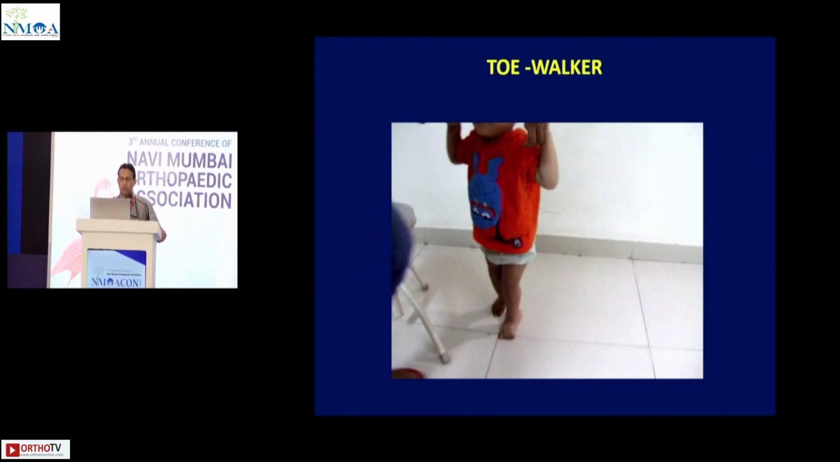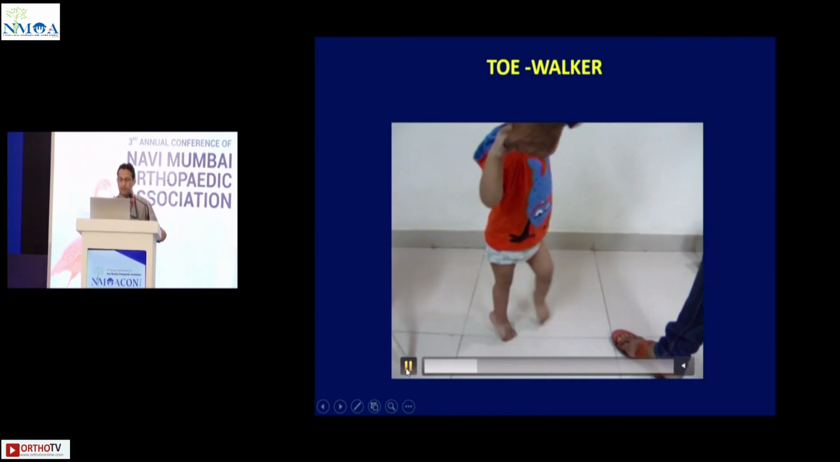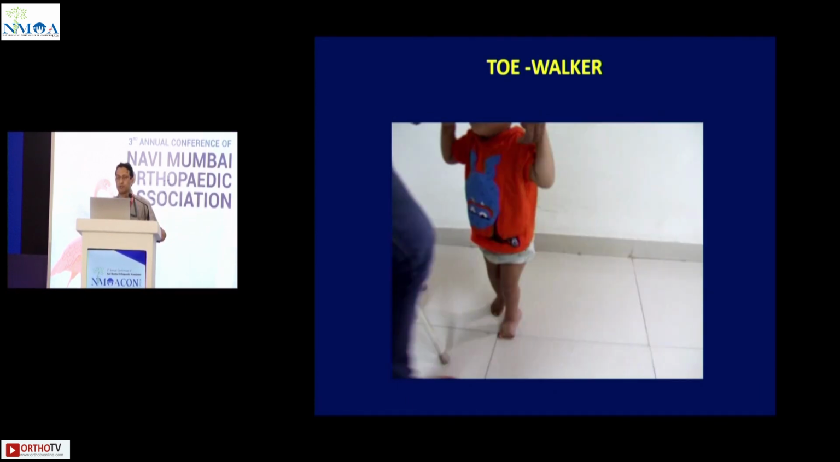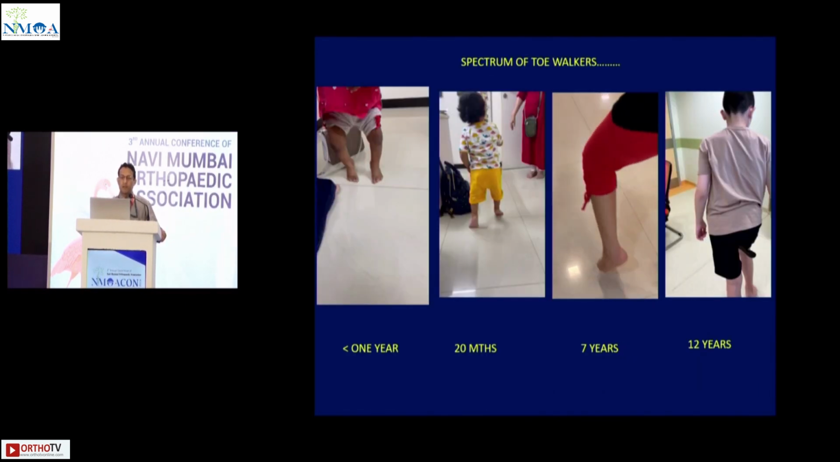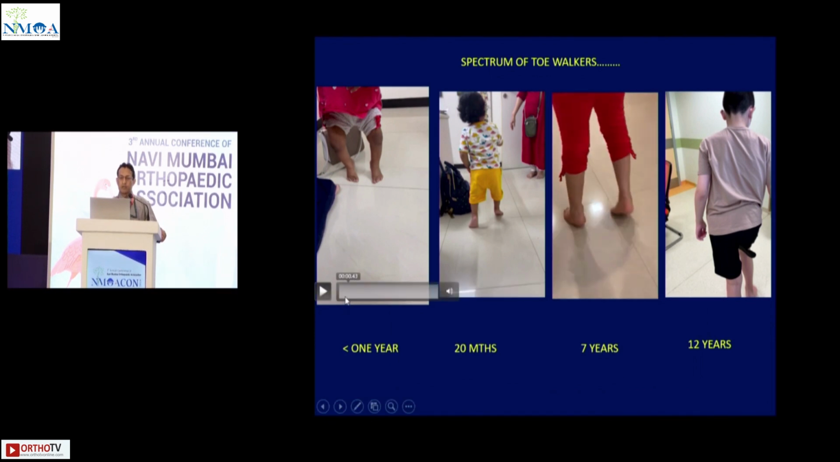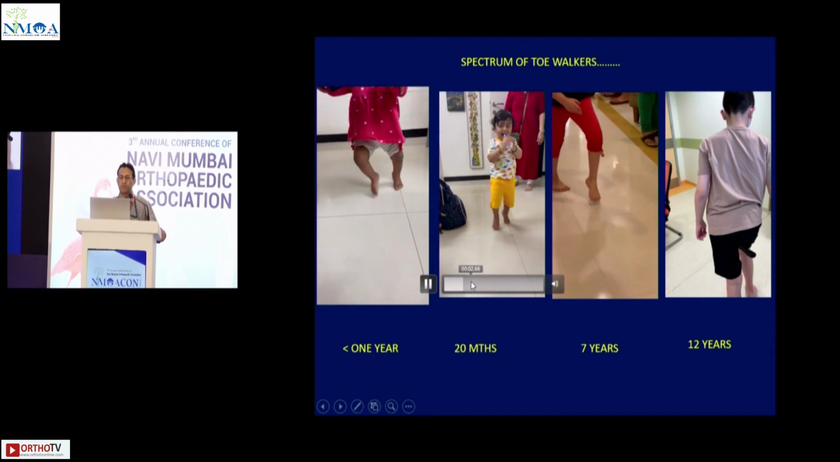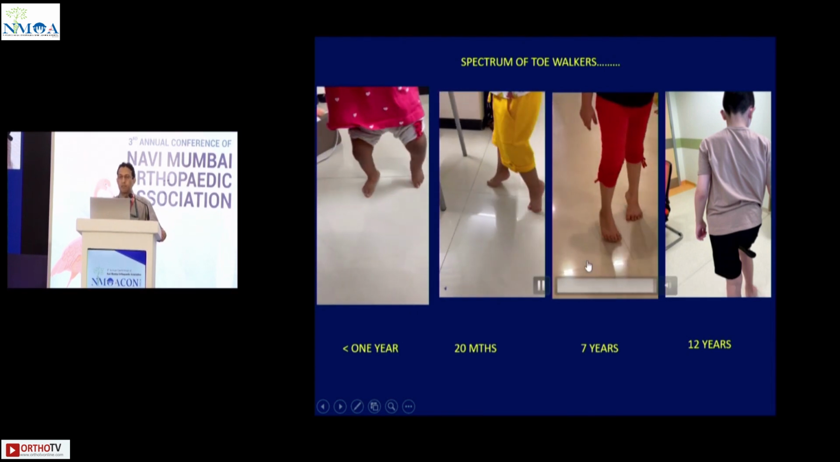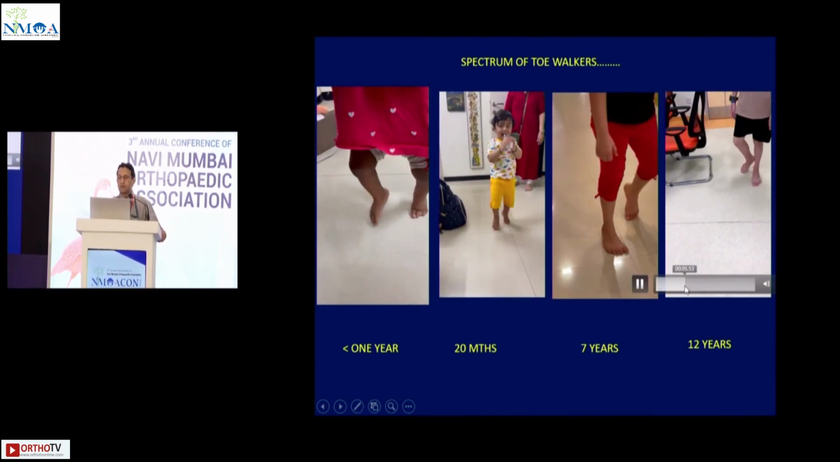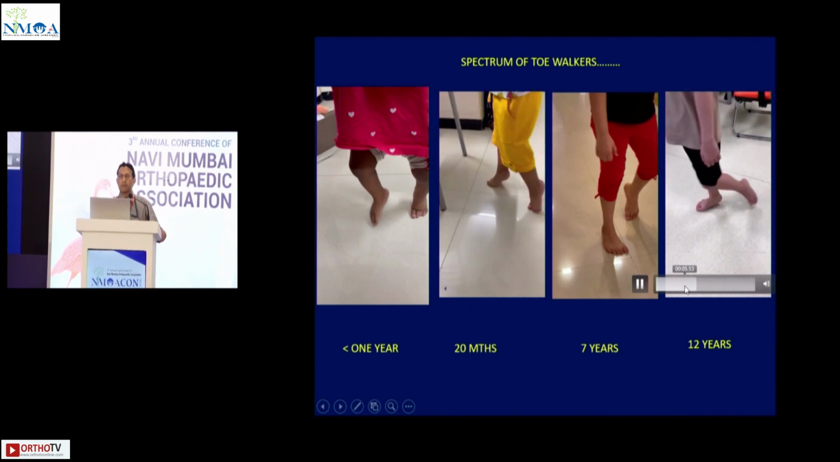Similarly, this child is a toe walker, a very, very common presentation in practice. We see many toe walking children. Some of them can be physiological, and this is the whole spectrum. So that 1-year-old child is walking like this because they've been given an early walker. This child is spastic diplegic at 20 months. This is a hemiplegic child, and this is ADHD, autism spectrum disorder.